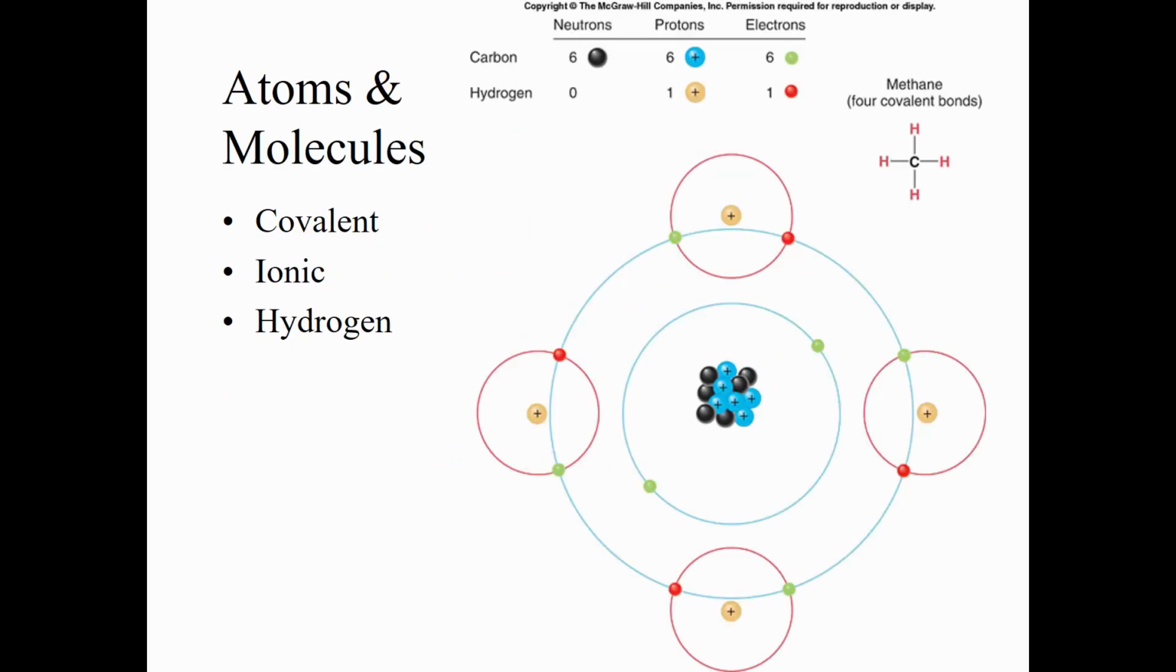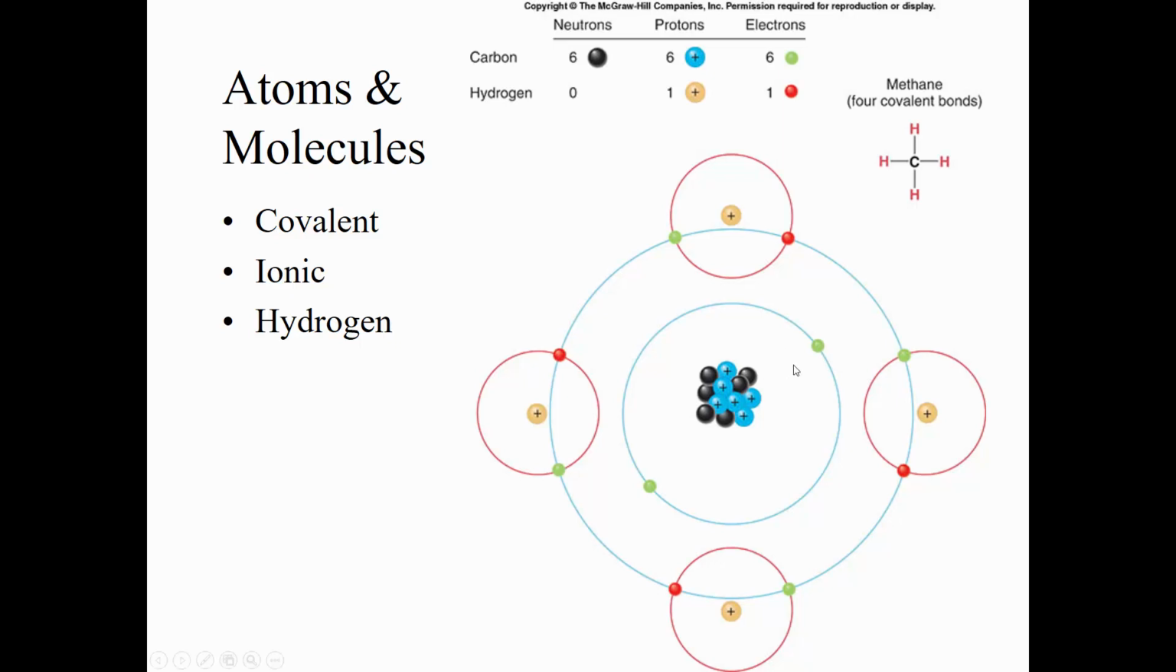So here's an example of an atom. So this happens to be a carbon atom. So you see there are neutrons and protons in the center, and then we have 2 electrons in the first shell.